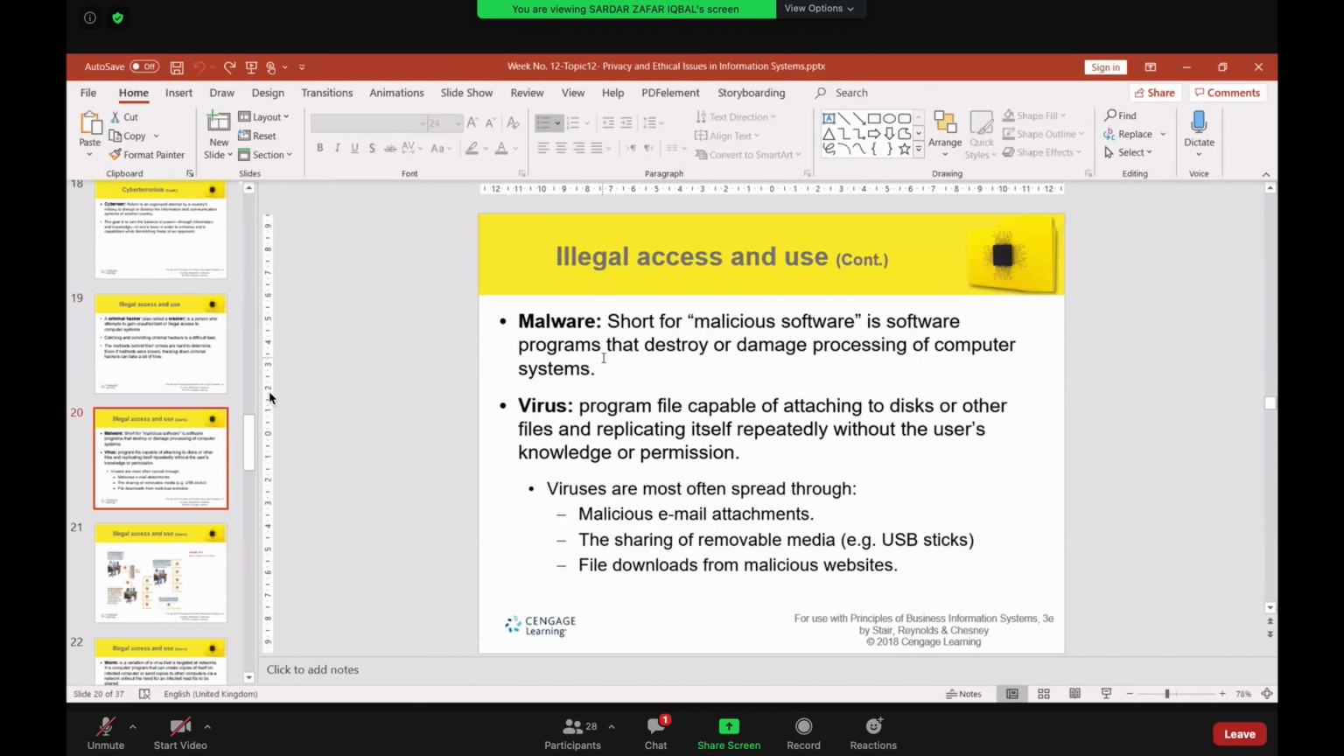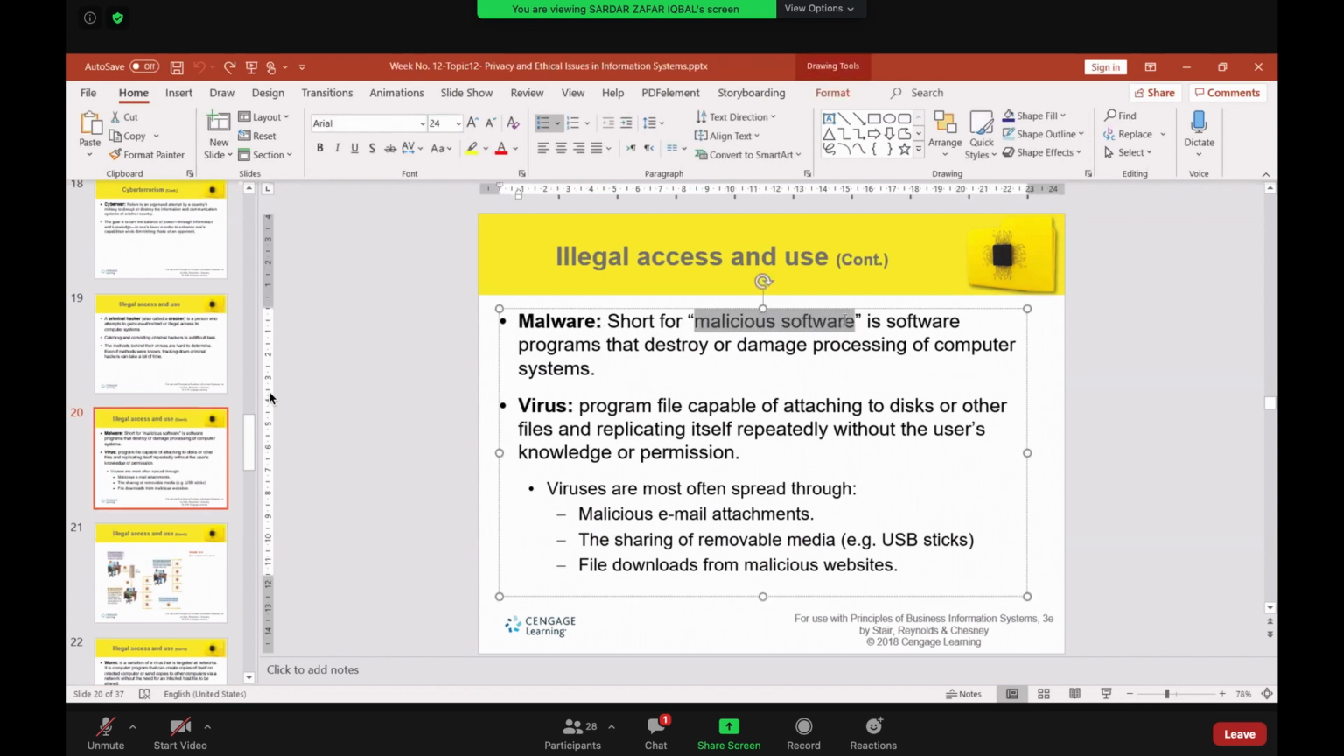So we have some different types of viruses and stuff like malware. Malware is short for malicious software. I mean, there is some problem in the software. It's a software program that destroys or damages the processing of a computer system. Sometimes you notice that your computer is very slow because of some specific file, and actually that is malware making the speed of the computer slow, or maybe it fills out the memory. You have no space. It shows you that you have no space in the memory.